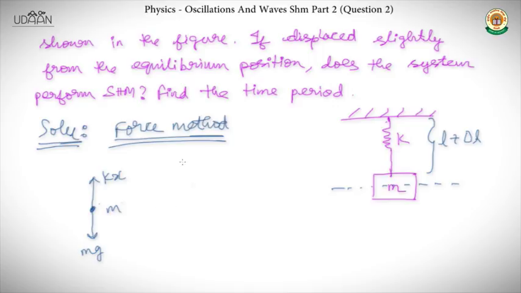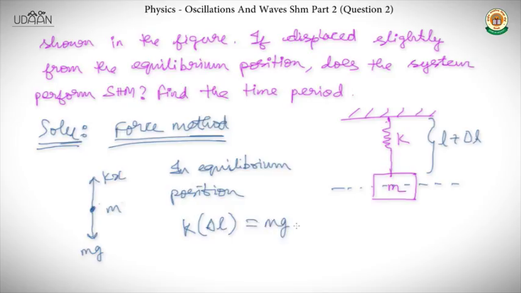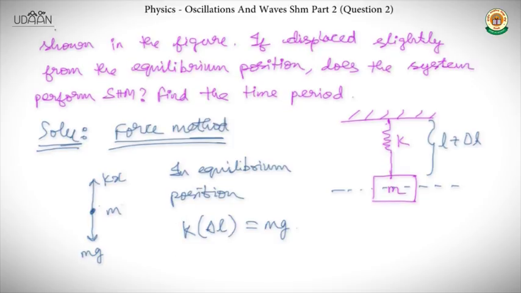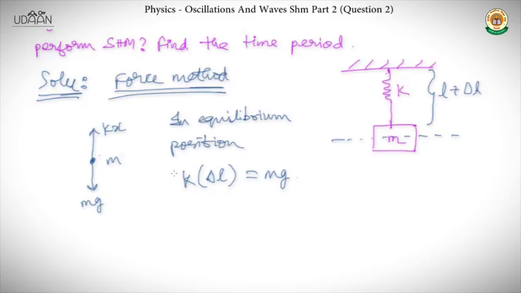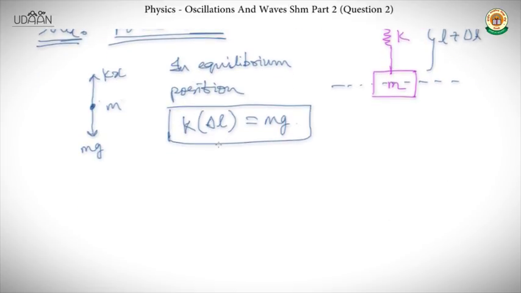So in equilibrium position, k times delta L is equal to mg, because spring force will be cancelling out the weight in the equilibrium position. Okay. And when it is at rest, obviously. So this is the first equation, and then this is at equilibrium position.